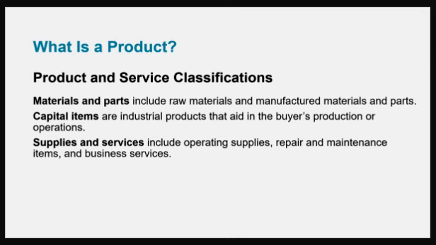Capital items are industrial products that aid in the buyer's production or operations, including installations of equipment, such as buildings and fixed equipment, factory equipment, tools, and office equipment. So these are the capital items. The final group of industrial products is supplies and services. Supplies include operating supplies and repair and maintenance items.